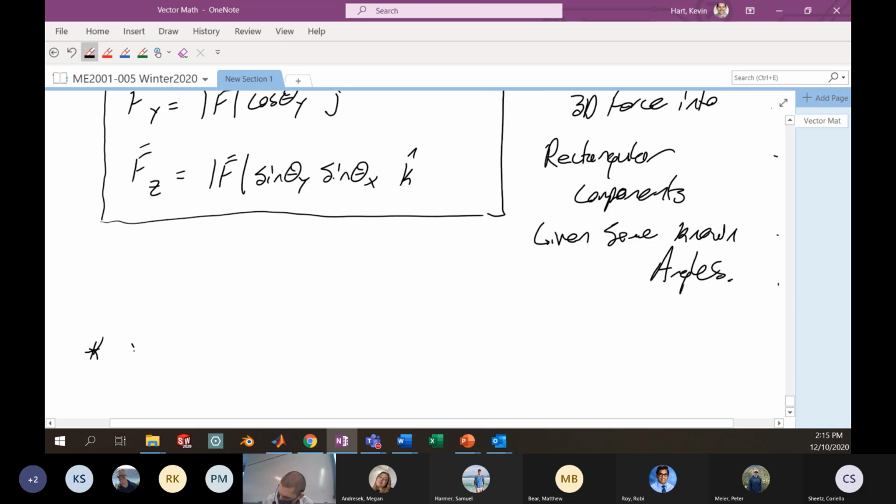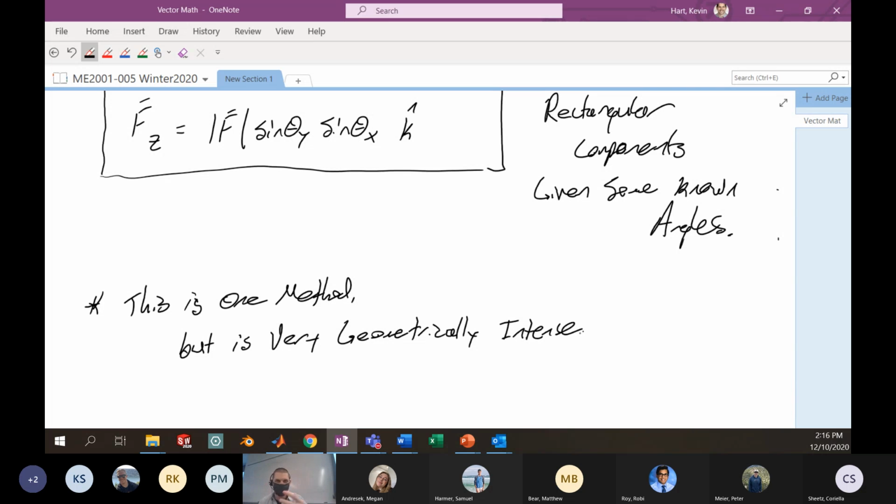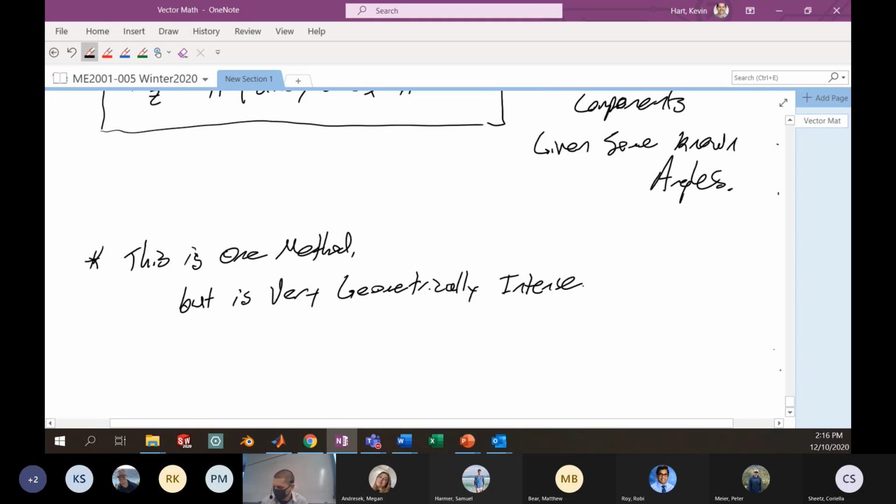And I would say that this is one method. But this method is a little bit difficult to work with, but is very geometrically intense. Okay, you've got to look at your picture. You've got to know what your angles are. Maybe you know those angles, maybe you don't. Maybe you have to resolve those angles using some geometry of the problem. It can be kind of difficult to work with.